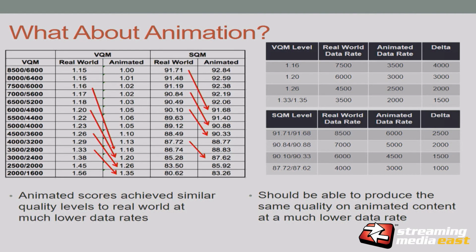And this is an example of the differences between real world and animated videos. These are VQM scores, where lower is better. We got a 1.16 value for the real-world video at 7.5 or 6 megabits per second for a 24 frame per second video. We could get that same value at between 3,500 and 2,800 for animation down here. Depending on the clips you're working with, you might be able to cut your animated data rates by as much as 50% at the exact same quality level.